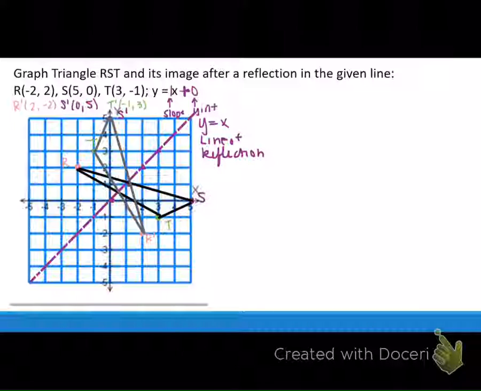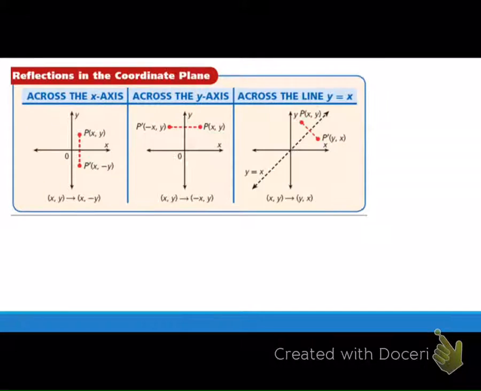Right. So the last slide there is just the rules. If we have already determined these, right? If you are across the x-axis, we said that the x stays the same and you just change the sign. If it's across the y-axis, y stays the same and the x sign changes, and y equals x is just the flip. All right.